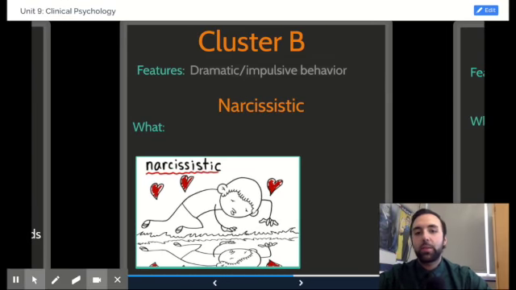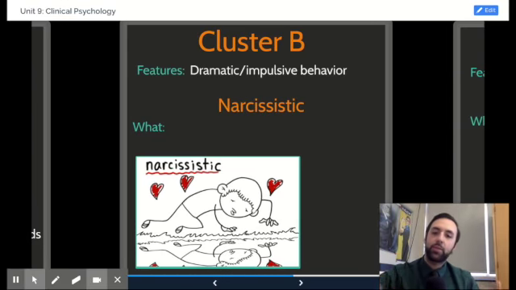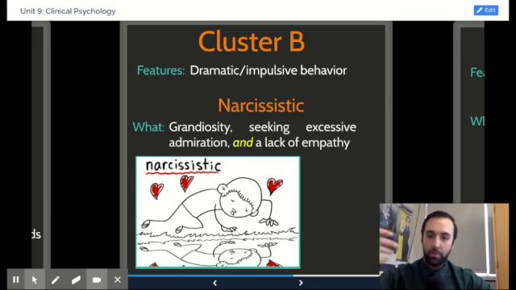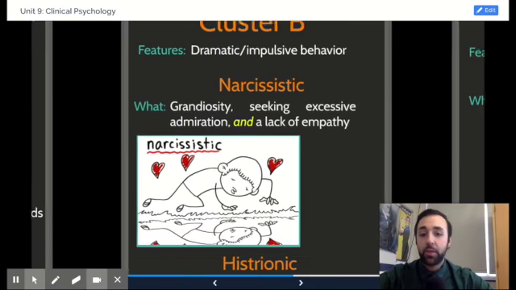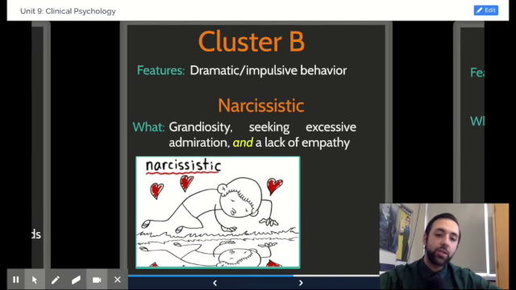Proceeding to cluster B, we're going to be talking about a series of disorders. There are 4 actually that fit this cluster of dramatic or impulsive behavior. So each of the disorders that we're going to talk about in some capacity exhibit that impulsive behavior or dramatic behavior. The first is what's called narcissistic personality disorder.